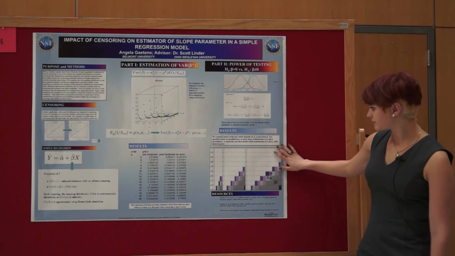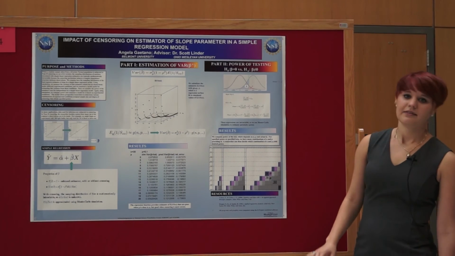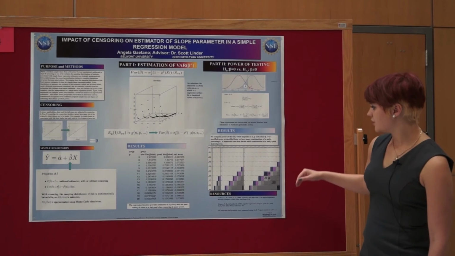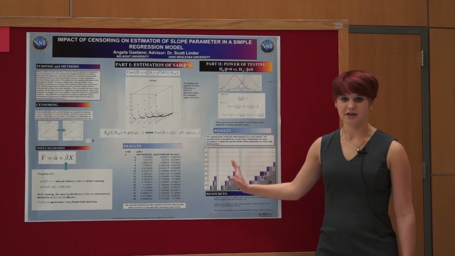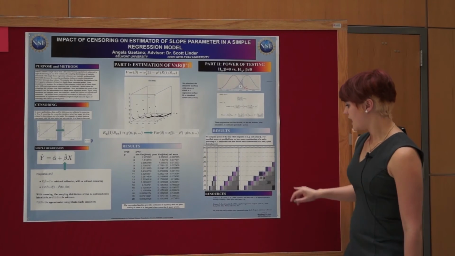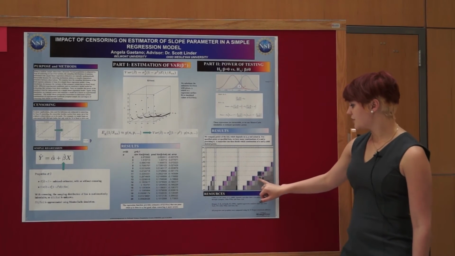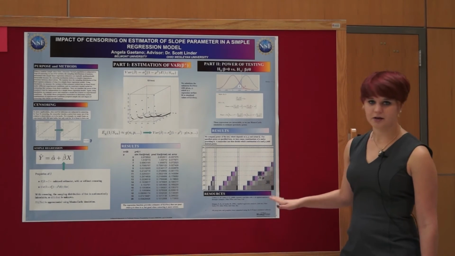So we ran a simulation that would allow a researcher to then pick out an n and p, so pick out the level of censoring associated with their particular sample size, and find how much they would have to censor in order to get a desired power.